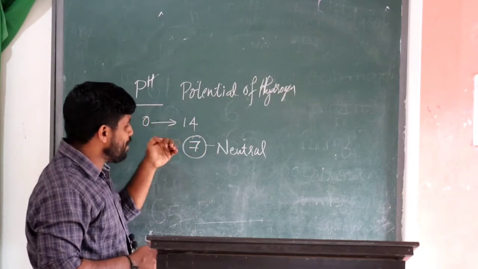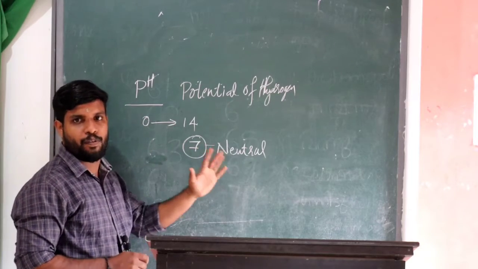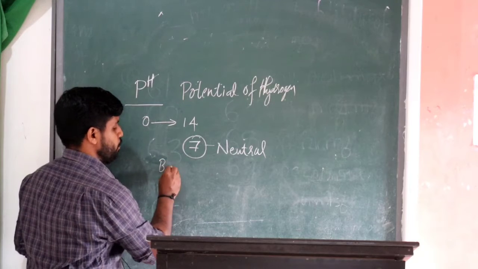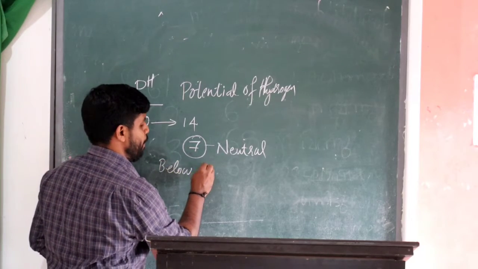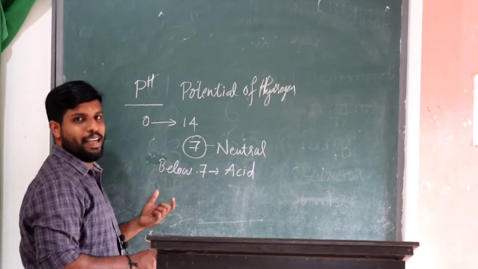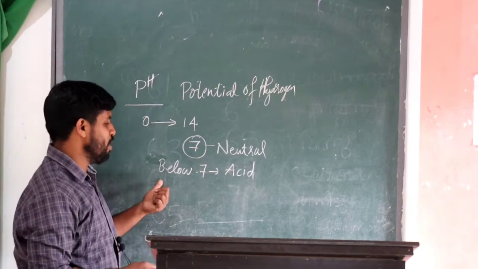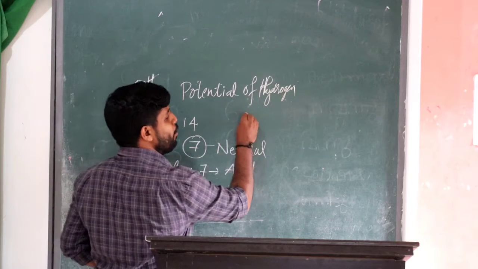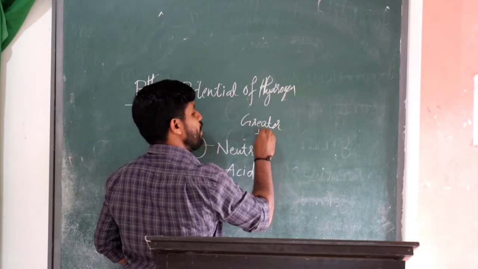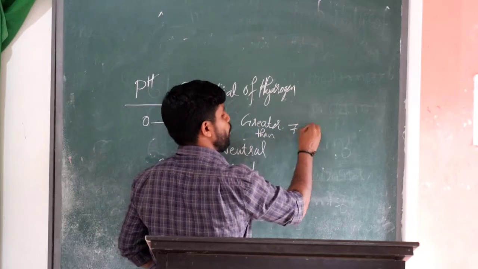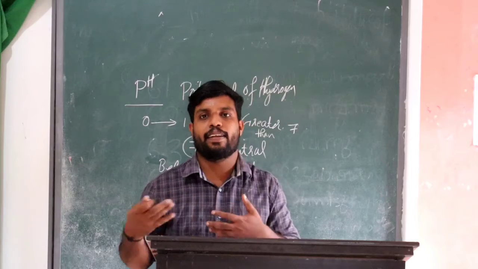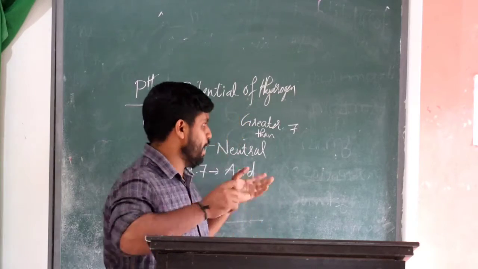If the pH value is less than 7, like 1, 2, 3, 4, 5, that is an acid. If the pH value is below 7, it is an acid. If the value is greater than 7, like 7.3, or 8, 9, 10, up to 14, it is an alkali.